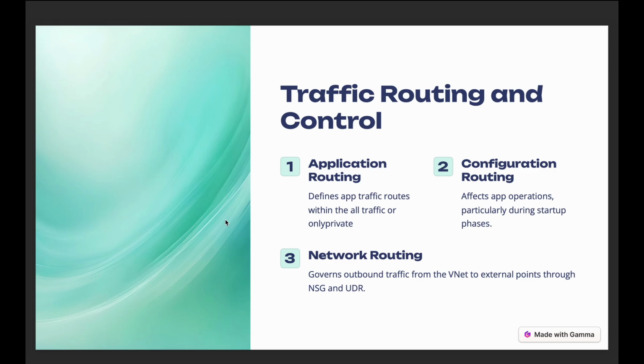Then we have configuration routing. This affects app operation, particularly during the startup phase. So during startup, if you want to mount a drive or something like that, we can configure it with the configuration route. Then we have network routing, that is, using the NSG and the UDR to route the outbound traffic to external points through the NSG and UDR.